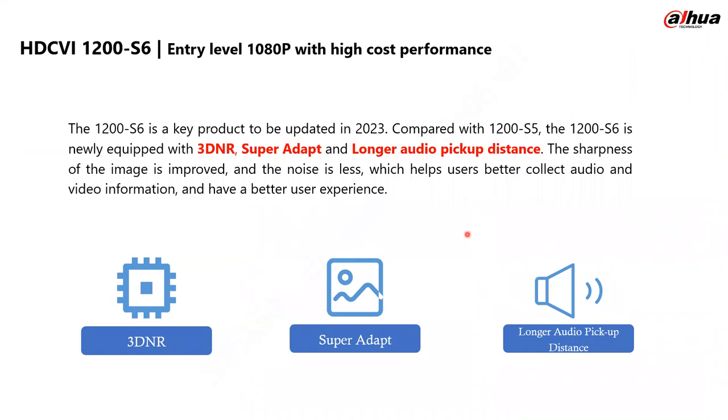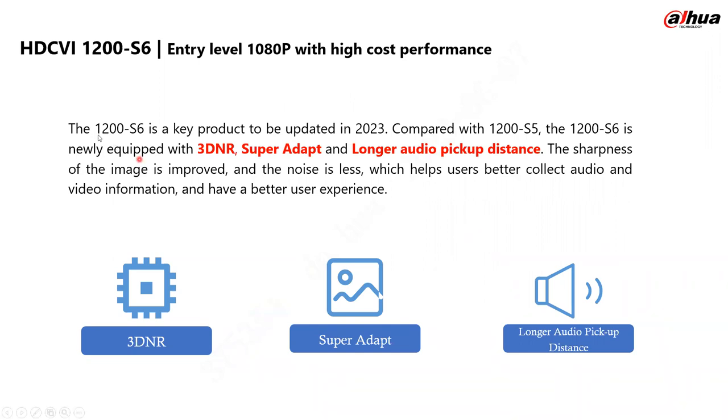Okay. So we have the HDCVI 1200 series. This is the entry level 1080 with high cost performance. In this case, this 1200 S6 series comes with three major functions: the 3DNR, the super adapt feature, and the long audio pickup distance, which has been increased from the previous 1200 S5 series.